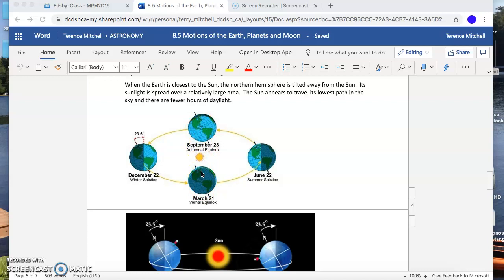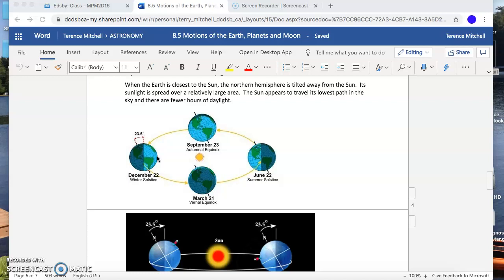And as I mentioned, in the winter, we are actually 5 million kilometers closer, but being tilted away from the sun, and the sun's energy being spread out over a greater area, is what makes the weather cooler.